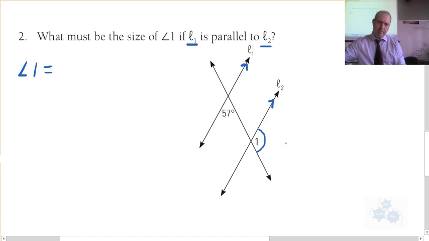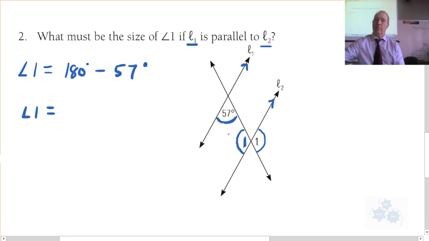Okay, let's see. So if I say this angle right here has to be the same as angle 1, that's the same as angle 1. And then I know what the relationship between these two angles are, 57 and this. They have to be supplementary. So angle 1 is 180 degrees minus 57 degrees, because they're supplementary. Angle 1 and 57. So what did you say it was? 123? Okay, that is correct.